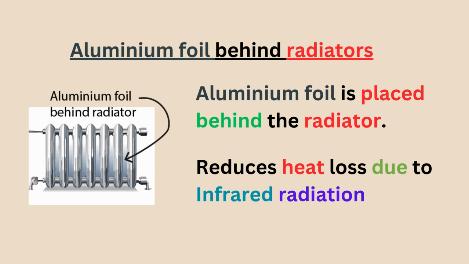Aluminium foil is placed behind the radiator, and this will reduce heat loss due to infrared radiation. When the radiator emits thermal energy as infrared radiation, the aluminium foil will reflect this radiation back into the room rather than the heat energy being conducted through the external wall behind the radiator.